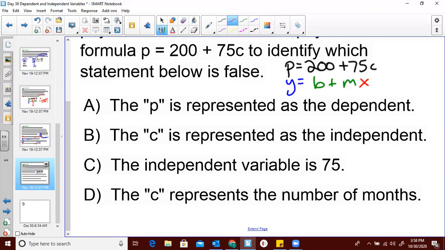All right, so right here I have my x, which is going to be my independent, so C is independent. And then my y and my p match up, they will be dependent. All right, so the p is represented as dependent, so that's good. The C is represented as independent. That's good, good, good. All right, I'm going to skip C for a second because you'll see a question like this, maybe on the test, maybe on an exit ticket. The C represents the number of months. A lot of people just want to jump to this one because it's different and we haven't seen it before yet, right? The C represents the number of months.